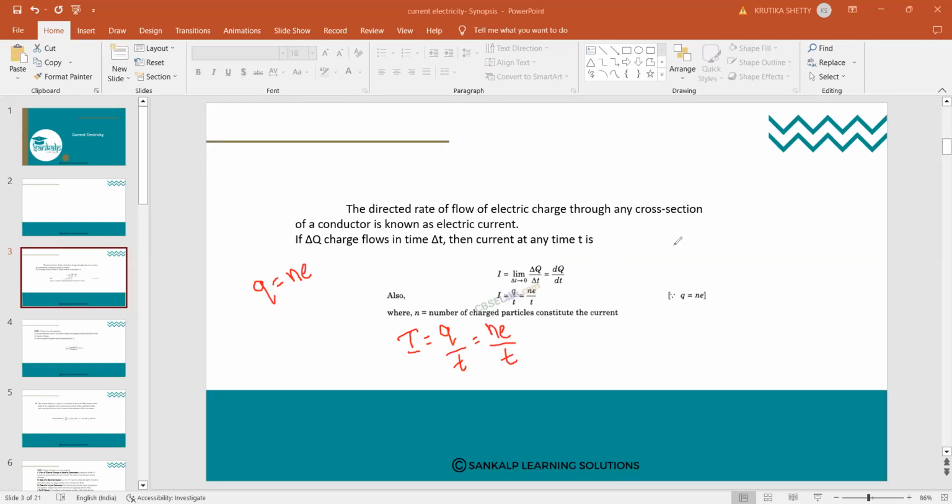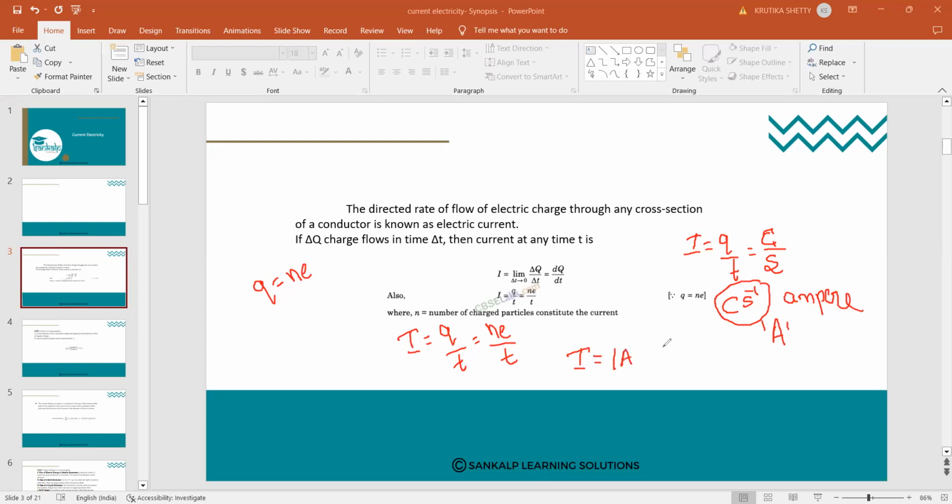What is the unit of this electric current? The formula is I is equal to Q by T. Charge Q is expressed in terms of coulomb and time is expressed in terms of seconds. Therefore, it is expressed as coulomb per second, and this coulomb per second is called what? Ampere. The SI unit of electric current is ampere. It is denoted by the capital letter A. Correct?